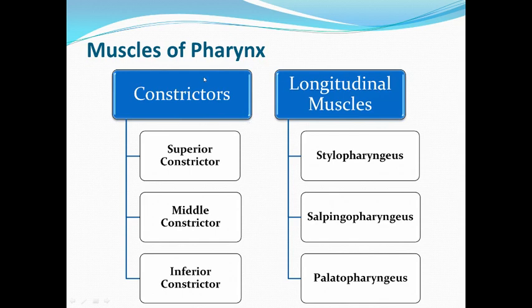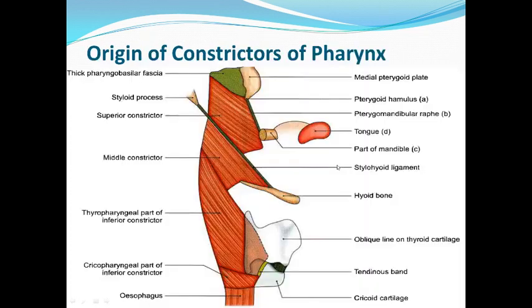So talking about muscles of pharynx, you can classify them in two heads: the constrictors and the longitudinal muscles. There are three constrictors: the superior constrictor, the middle constrictor, and the inferior constrictor. And there are three longitudinal muscles also: the stylopharyngeus, the salpingopharyngeus, and the palatopharyngeus. Now talking about the origin of constrictors of pharynx. So, the origin of the superior constrictor.